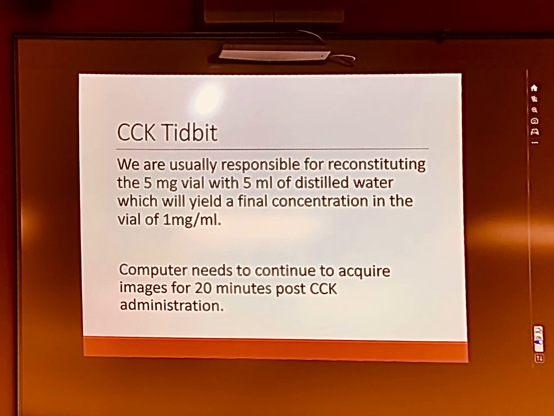Now, you need a computer to be able to acquire and process the images for this CCK. You need at least 20 minutes of pictures post CCK to make a valid ejection fraction calculation. Some places acquire images for 30 minutes, some for an hour. It just depends, but you need at least 20 minutes to get the full effect and a proper ejection fraction.